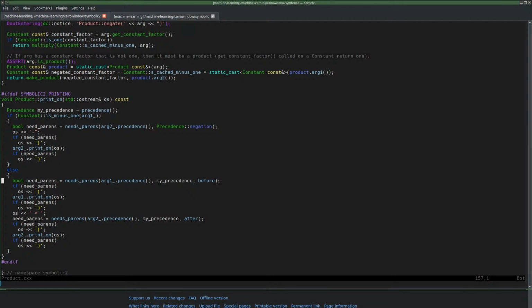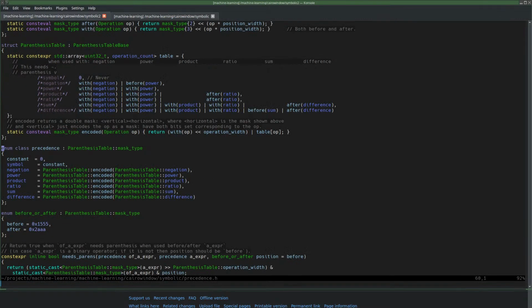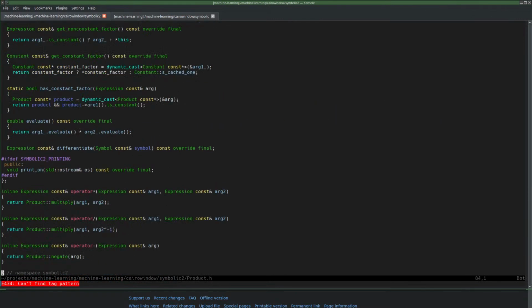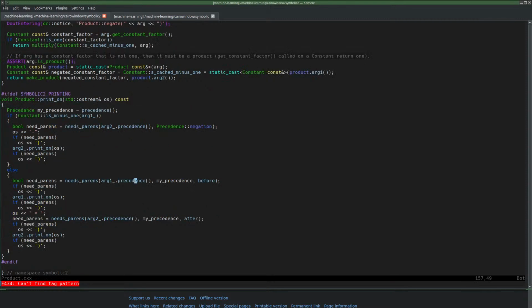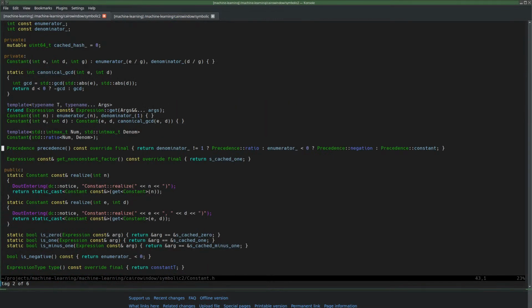What exactly does that mean? Argument 1 is a -3/2, so that's probably, I have no clue. Well, it's a constant, so the precedence of some constant. Damn it, products again. Symbolic 2 constant here. Yeah, so for a negative number, that's a negation.